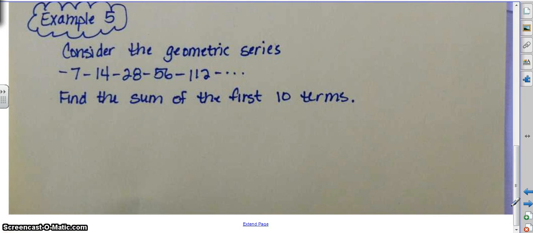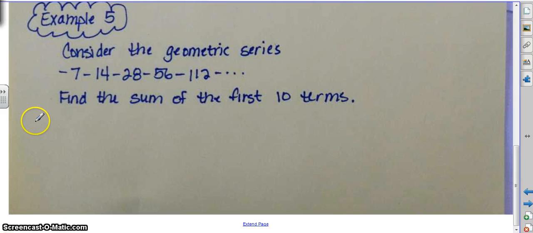In example 5, we're going to consider the geometric series -7, -14, -28, -56, -112, and so on. And we're going to find the sum of the first 10 terms. If I know the ratio, and I think you can see the ratio right now is 2, what I could do is I could calculate the next 5 terms and then just add them together, but that's really pretty wimpy. So we're going to use the formula.